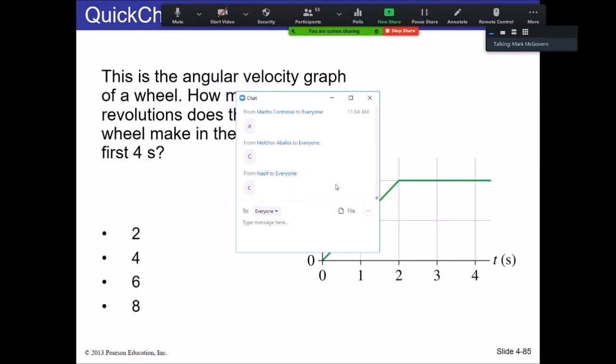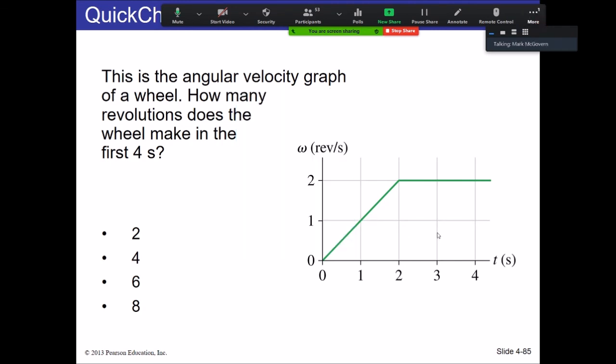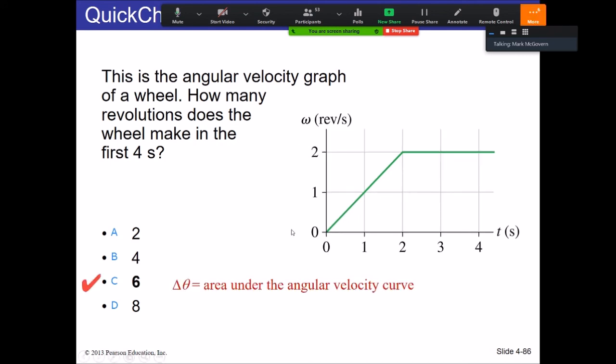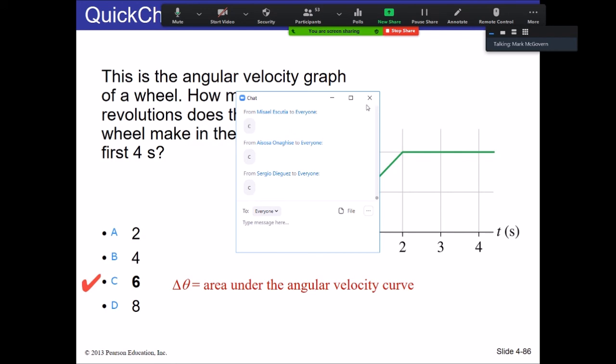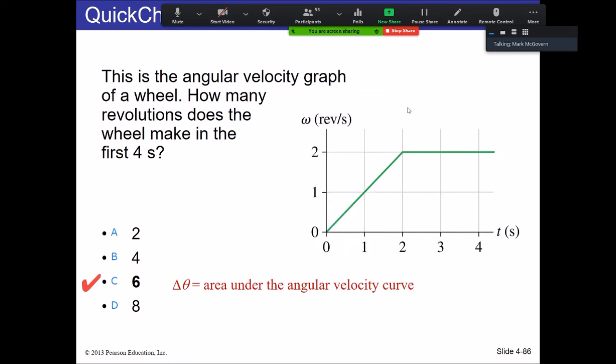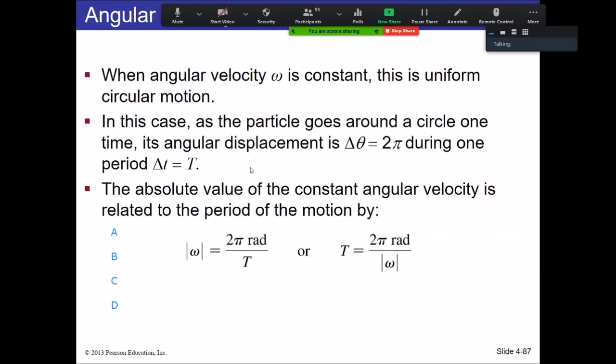C is a very popular option. Well, each box is 1, right? So, 1, 2, 3, 4, 5, and the 2 triangles make 6. The answer is C. Good stuff. That's just a refresher from before.